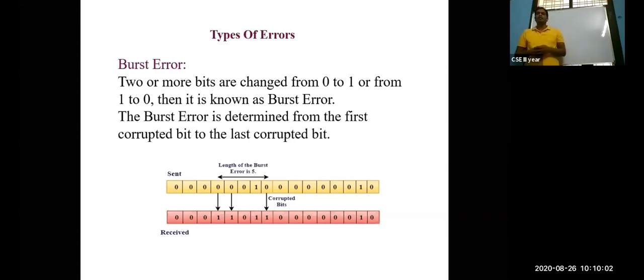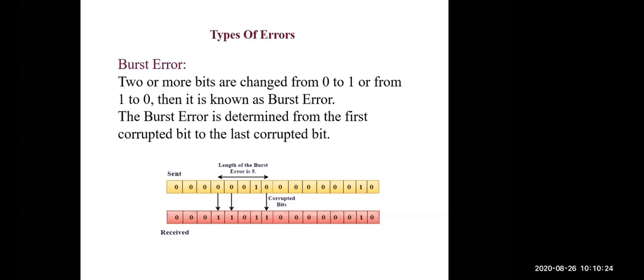An example is given there for you. There are 3 bits corrupted. 2 of them are consecutive. 1 bit is a little bit far away from them. But still, we call that entire range the burst of the error that has occurred. That is called the length of the burst error. So when more than 1 bit gets corrupted, we call that a burst error.